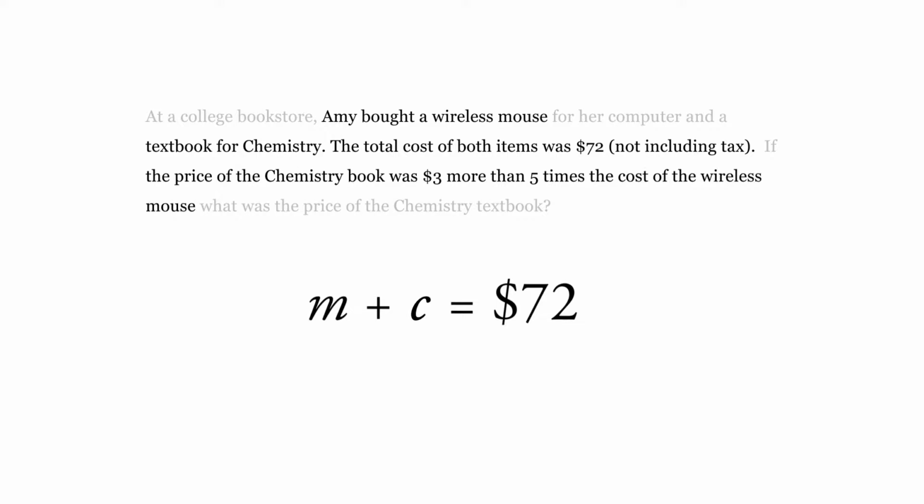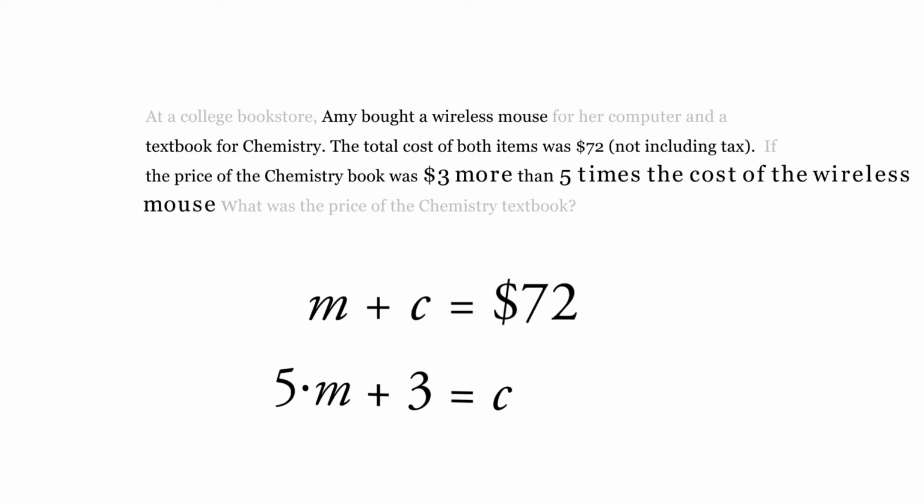Now, at least for me, that always requires me to frame it in my head for a second and pause. So you say, okay, chemistry book was 3 more than 5 times the cost of the wireless mouse. So 5 times M plus 3 equals C. So C equals 5M plus 3. Okay, sounds good.